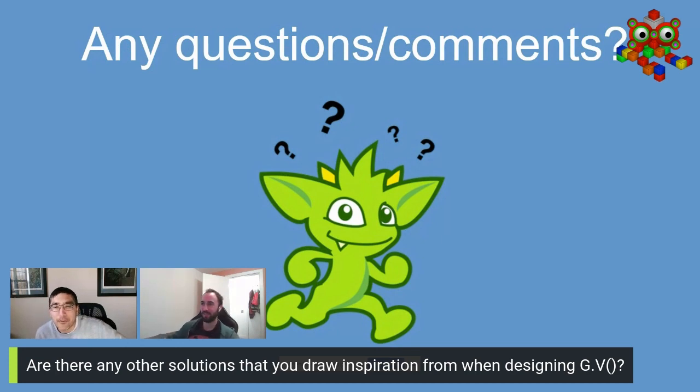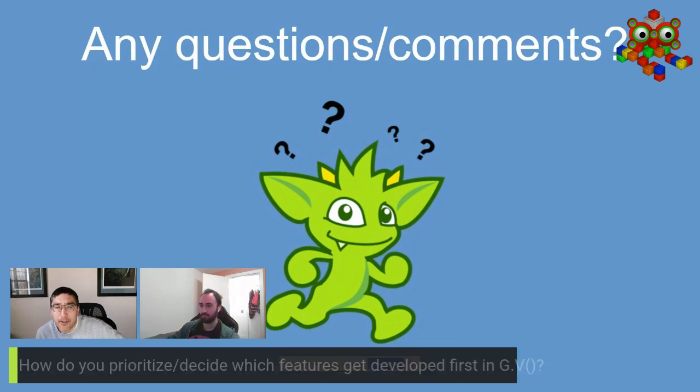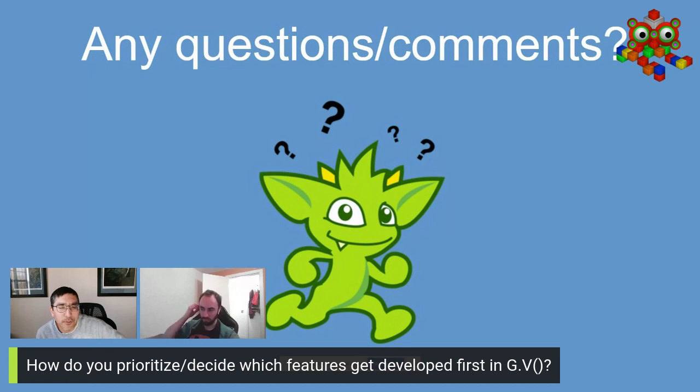Cool. What about this? How do you prioritize which features get developed first in G.V?